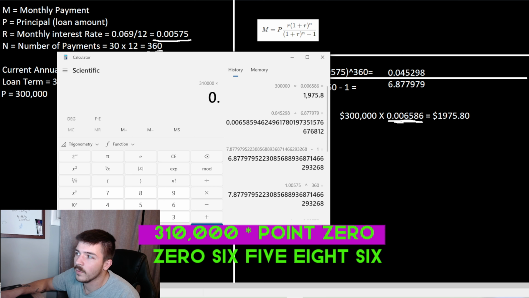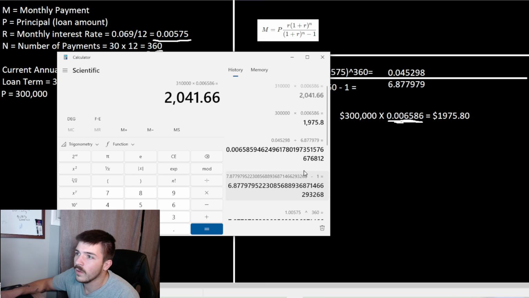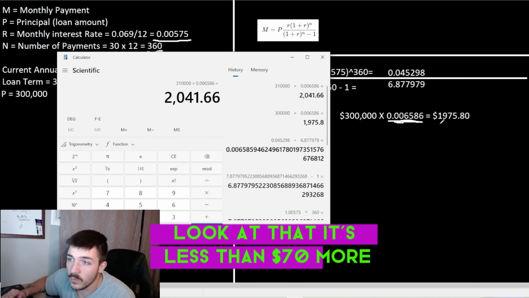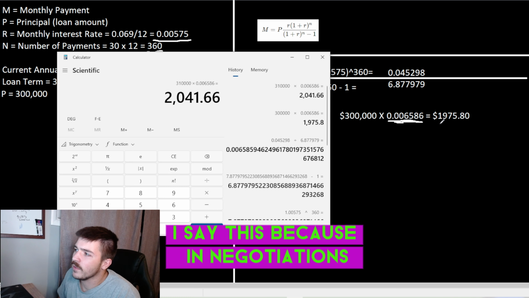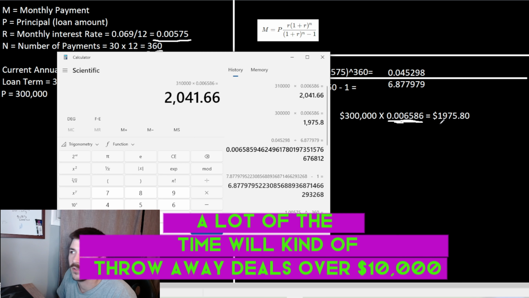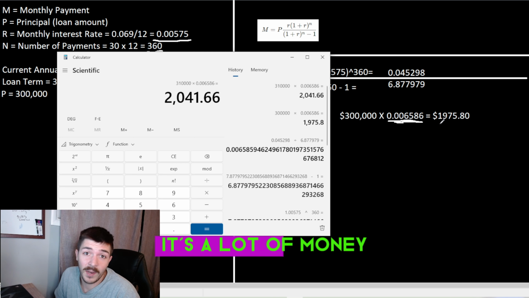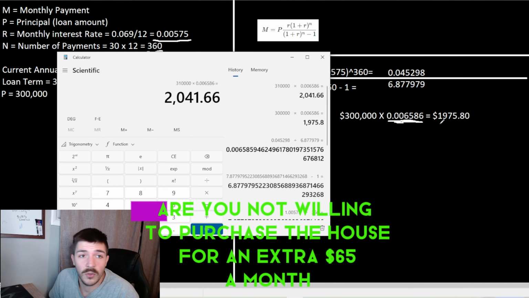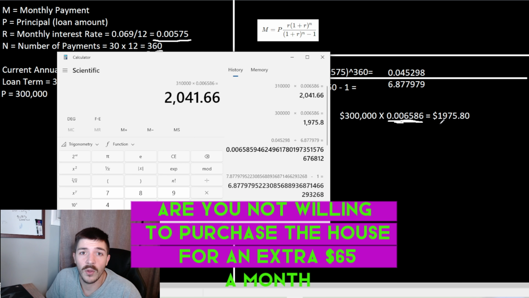310,000 times 0.006586. Look at that. It's less than $70 more. I say this because in negotiations, a lot of the time we'll kind of throw away deals over $10,000. And I understand it. If you talk about $10,000 coming out of your bank account, it's a lot of money. But when you put it on the end of your mortgage, are you not willing to purchase the house for an extra $65 a month?